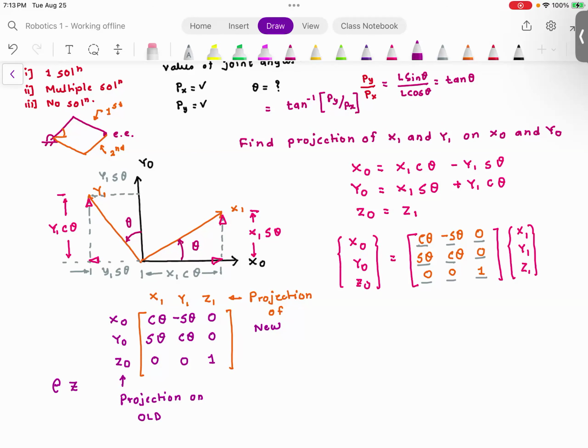You will not forget these rotation matrices because all forward kinematics problems will use the same rotation matrix. Cosine theta, minus sine theta, sine theta, cosine theta, and you will have one in the diagonal. Everyone understood this? So I'm going to stop here. Let me pause the recording.